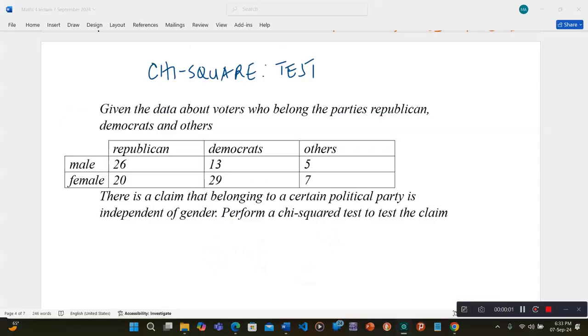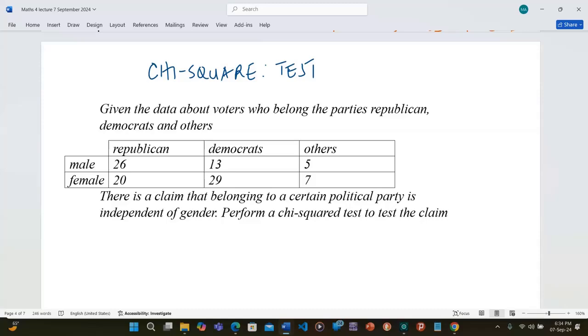So we are told that this is data about voters who chose to say that they belong to particular political parties. And we found out that we had the Republican, the Democrats, and the others. So we found out that the people we interviewed, the males who said they were Republicans, were 26.